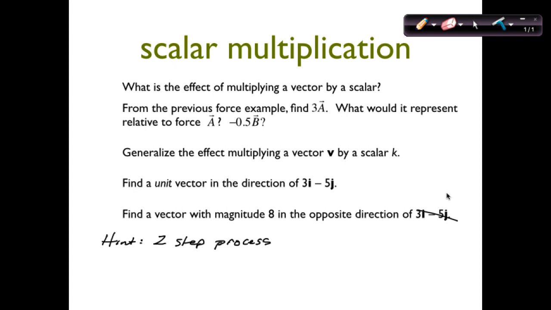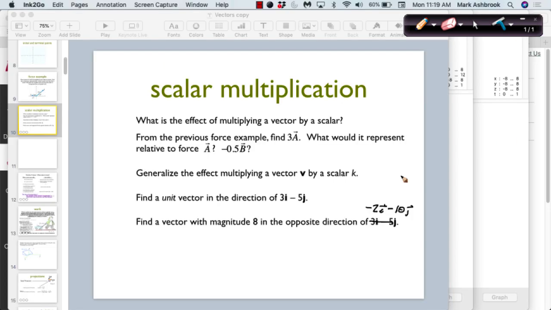So actually, let's change it up since we already did. I'm going to change this to negative 2i minus 10j. So now I want a vector with magnitude 8 in the opposite direction of negative 2i, negative 10j. Go. What would that be getting you? It would be like 1 over root 104. Right, and what would that be getting for you?